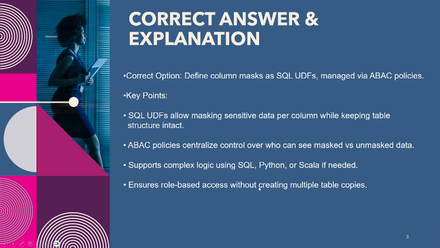First off, UDFs allow you to mask sensitive data at the column level while keeping the table structure intact. You don't need to create a bunch of duplicate tables for different roles, which is a huge time saver. And ABAC policies centralize access control, so you can manage permissions all in one place instead of scattering logic across multiple scripts or views. Plus, you can even extend the masking logic using SQL, Python, or Scala if your requirements get more complex.